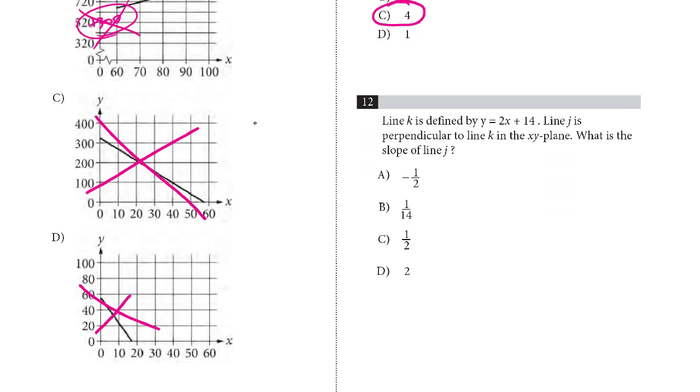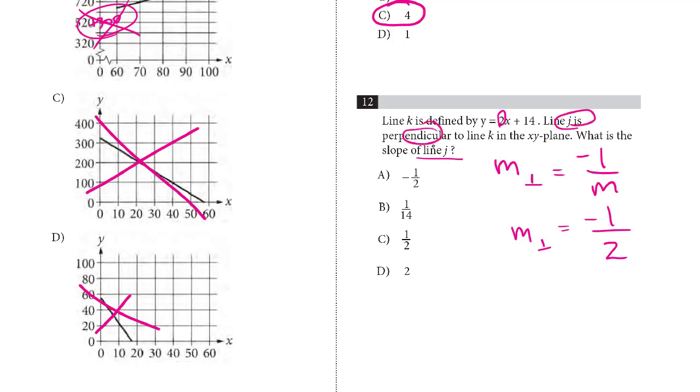Number 12, line K is defined by y equals 2x plus 14. So again, a linear function. Line F is perpendicular to K. So a perpendicular slope is always equal to the negative reciprocal of the slope. So if my slope is 2, which it is for this function, m equals 2, that means my perpendicular slope must be the negative reciprocal, or negative 1/2. What is the slope of F, the perpendicular line? It's going to be negative 1/2. The correct answer is A for number 12.